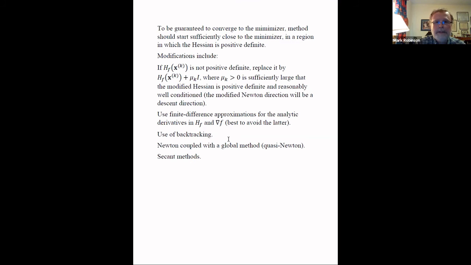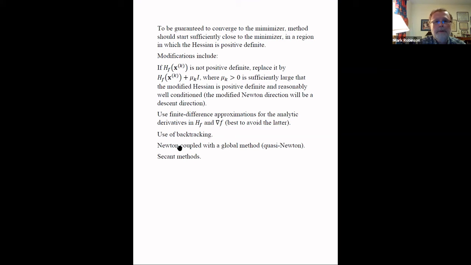There's also the use of backtracking. You could actually start to take a step and see, are you really descending? Are you really moving in a descent direction? If not, you can maybe back up, maybe cut your step size in half, and then take another step in that direction so you're not overshooting, right? Not overshooting past where the minimizer occurs.